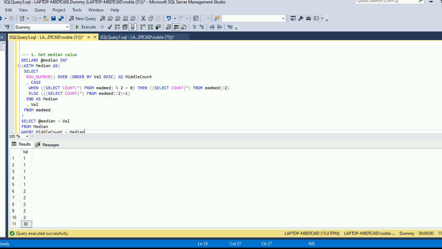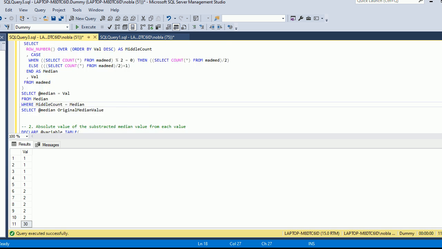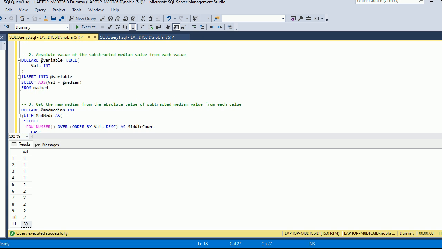Okay, so that's step 1, to get the median value, and we get the median value. Keep in mind there are other ways in TSQL to get the median value. This is just one way to do it.